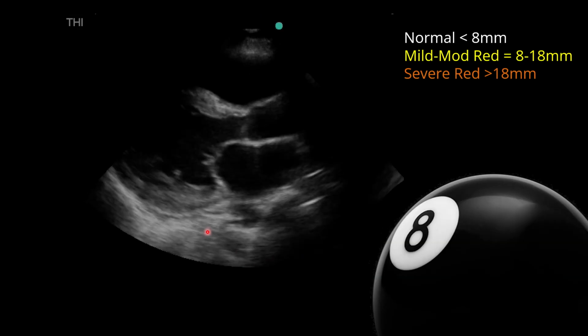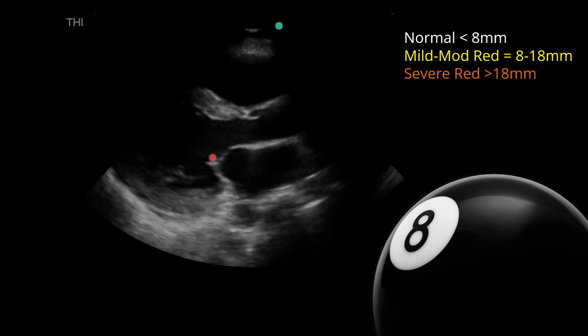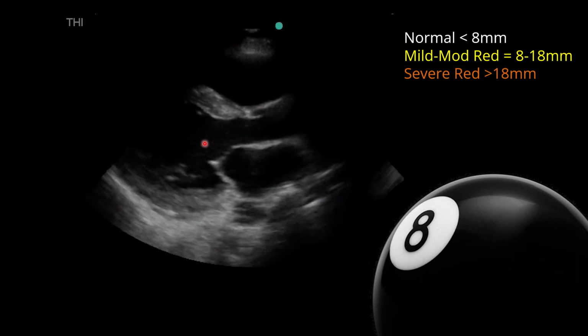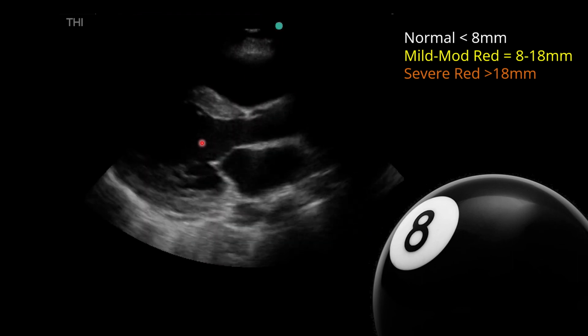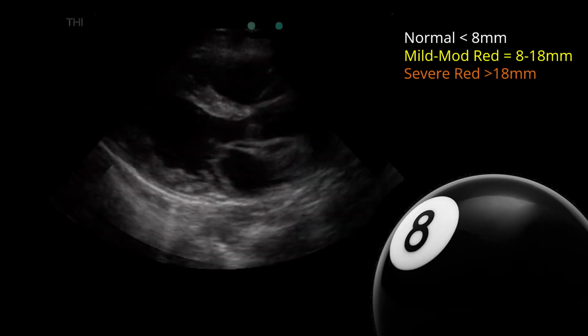Here's a real-world example of a severely reduced left ventricular ejection fraction. Look at the anterior leaflet of the mitral valve. You'll notice it gets nowhere near the septum during diastole. Again, this is severely reduced even without measuring it.